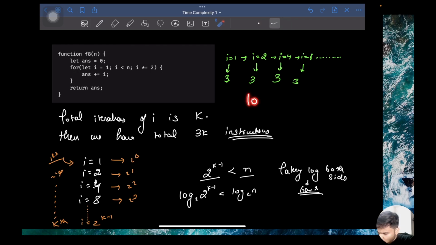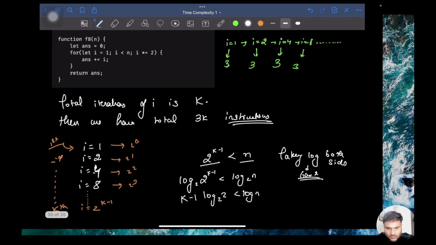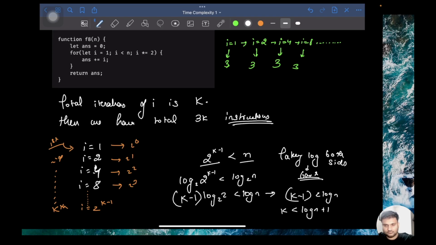What is log of a raised to the power c to the base b? Can I say it is c log of a to the base b? Can I say that? So this is the power c. I can say it will become k minus 1 log 2 to the base 2 less than log n, right? Which will be what? What is log of 2 to the base 2? Can I say 1? Because 2 raised to 1 is 2. So this will be k minus 1 is less than log n. K is less than log n plus 1 to the base 2, right?